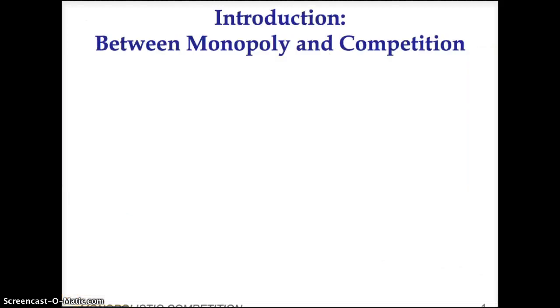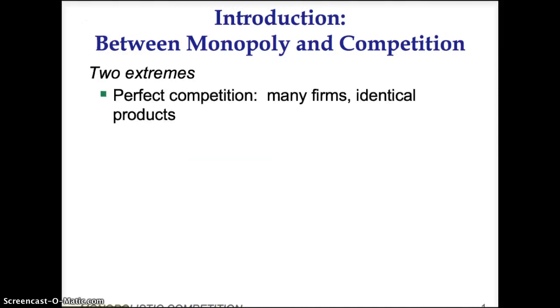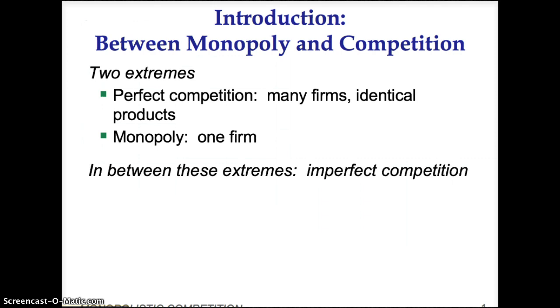Let's start with a quick introduction from the last two chapters. Monopoly and competitive market structures are the two extremes. Perfect competition has many firms selling identical products. Monopoly has one firm selling a unique product. In between these extremes is imperfect competition.